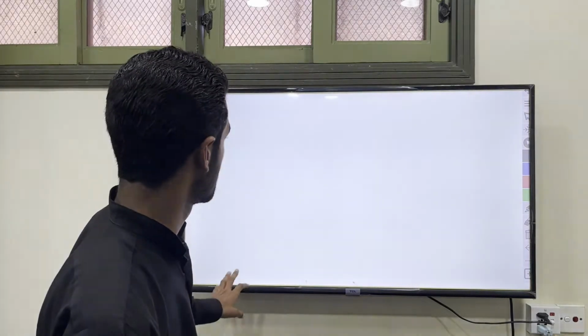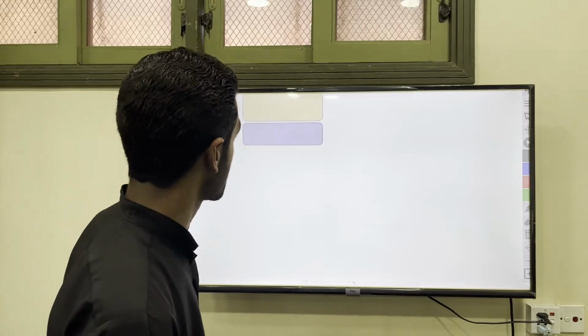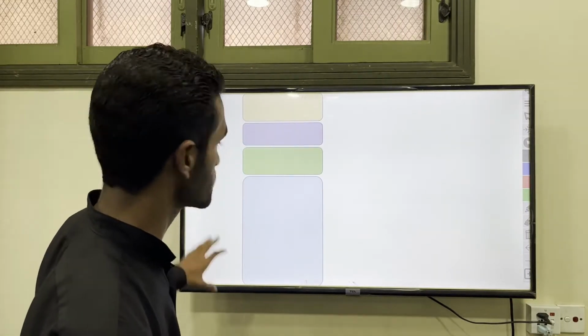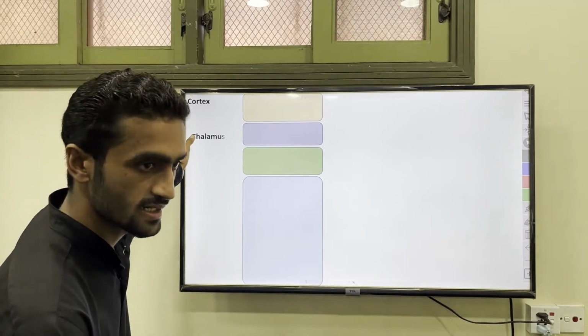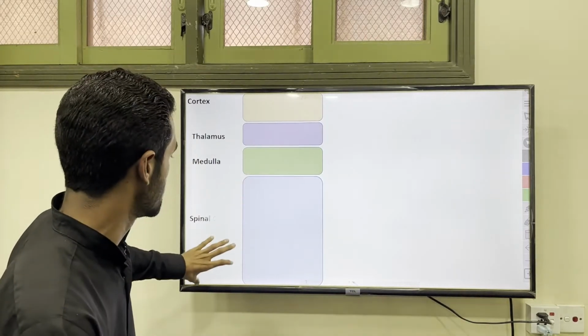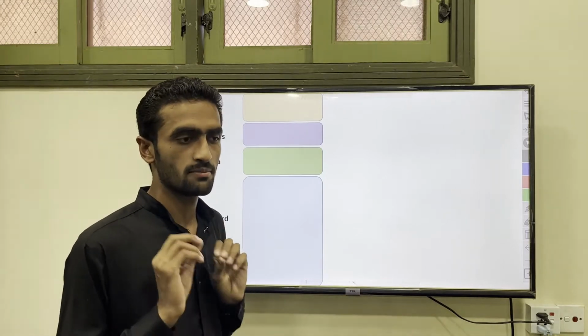So we look at the pattern of your simple diagram. Cortex, then coming the thalamus, which is part of the diencephalon, the medulla oblongata, and the spinal cord. I'm not mentioning all the structures. Our concern is with the main ones.